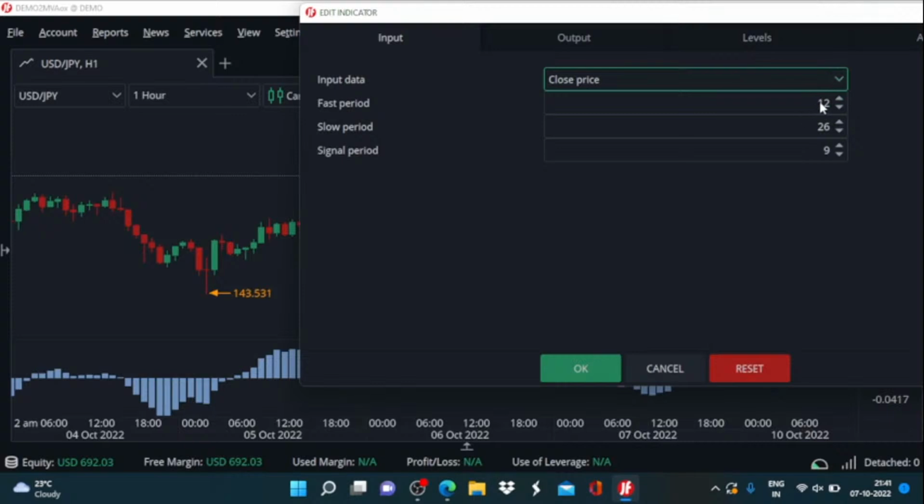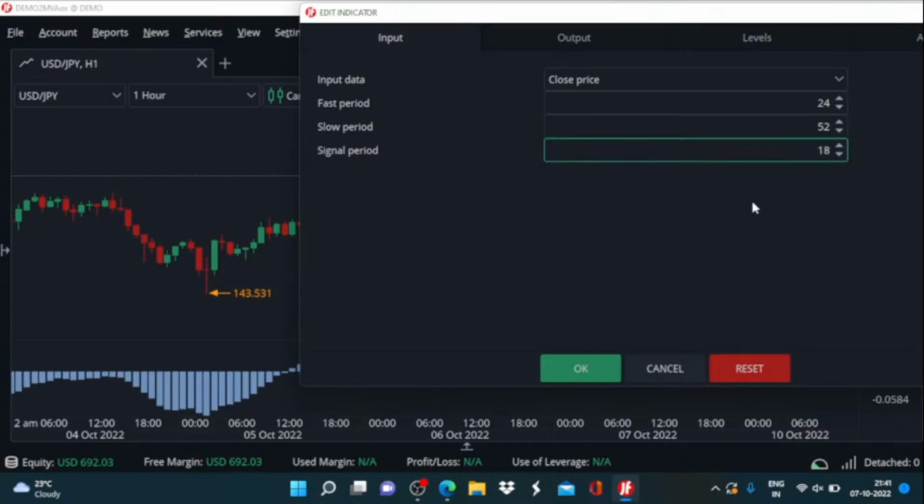The fast period, slow period can also be varied. If you want to use higher time frame data, you can even go for 24, 52, and 18 combination.